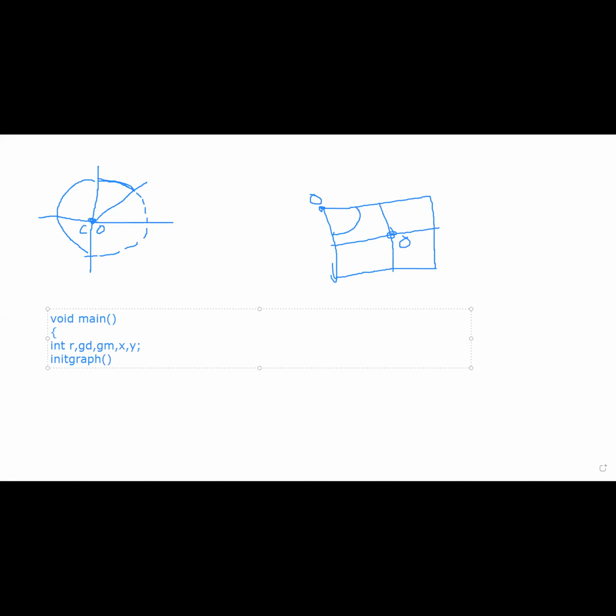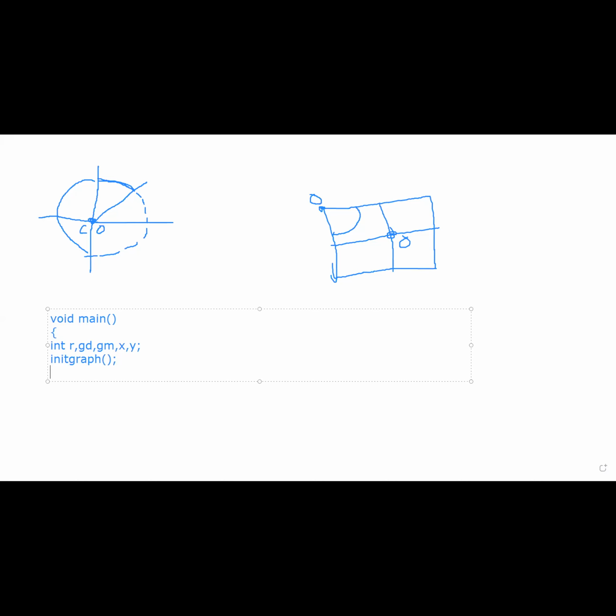So I will not write the whole thing now because all of you are aware of what initgraph is. initgraph initializes the graphics output screen. I will be taking &gd, &gm and "../bgi". That is the path for the BGI folder. So that is the initgraph command.